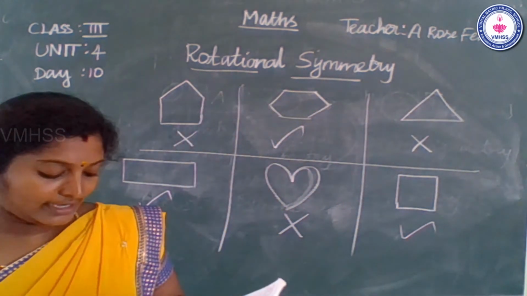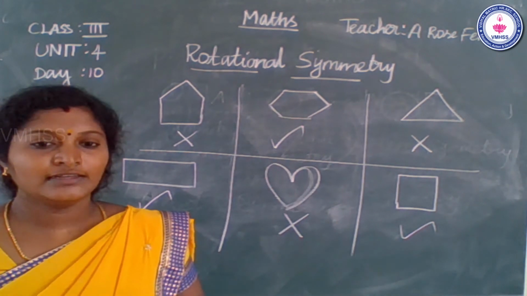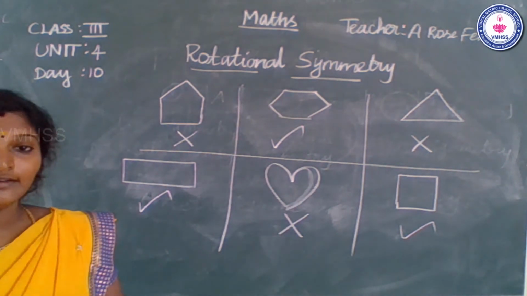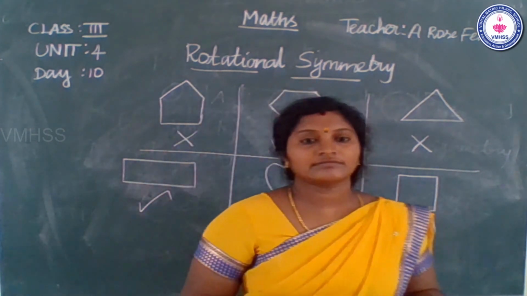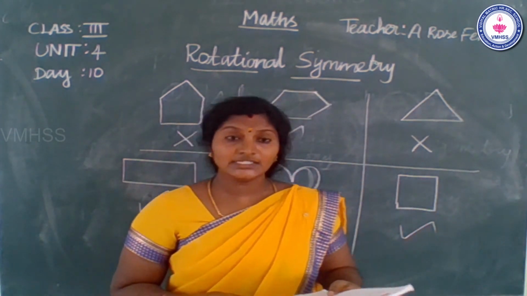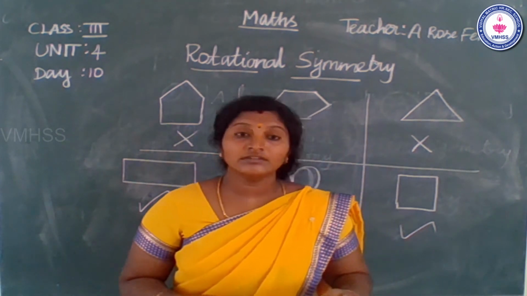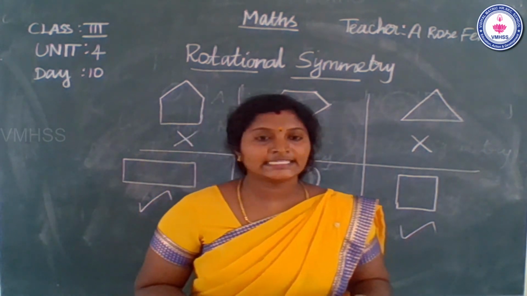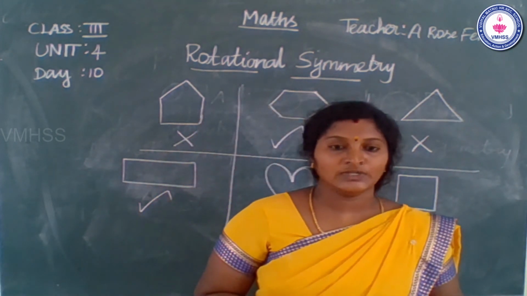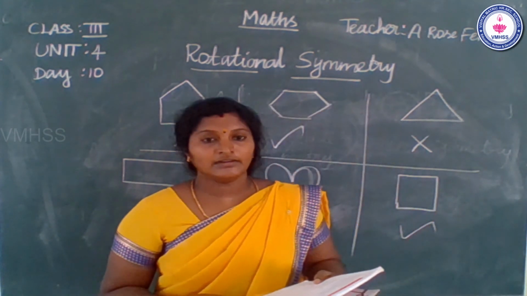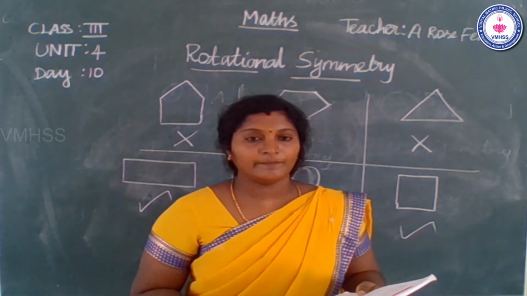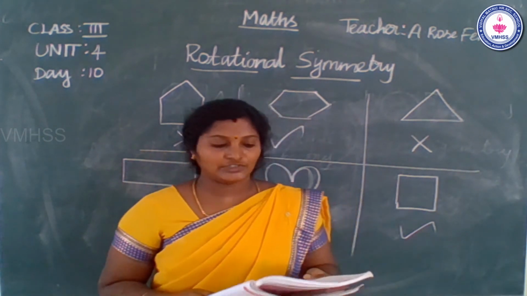Okay. And question number E. It's only line of symmetry, not a rotational symmetry. So, last one, rotational symmetry. Okay, so it is a rotational symmetry. So, this is not a line of symmetry. Okay, so this is also line of symmetry.